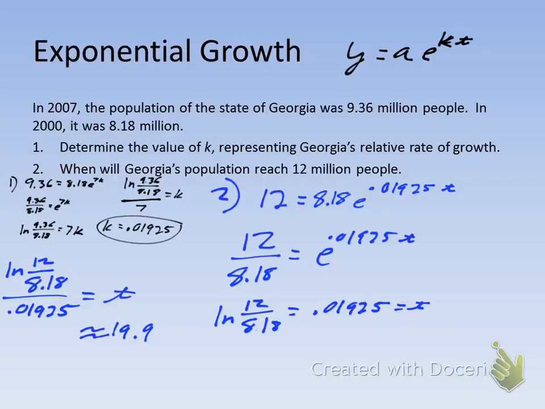19.9 is not your answer. What is the answer? 2020. Round it up: that 0.9, round up to 20, make it 2020. If you started from 2007, you would round up to 13 and add it to 2007, making 2020. So no matter what, that's about 19.9 years. So when will Georgia reach that milestone? 2020.